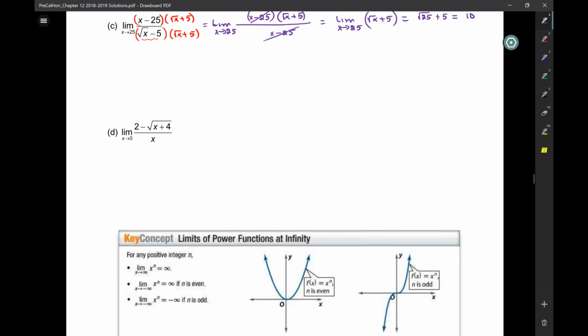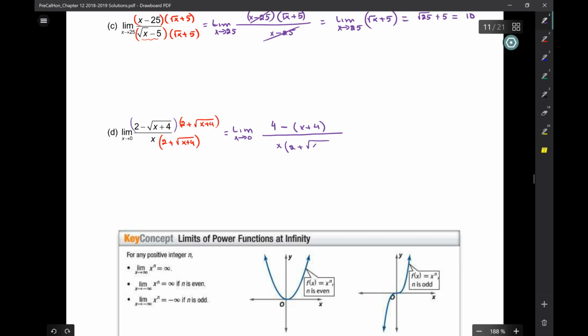Okay, one more. What am I going to multiply this one with? Right, so 2 plus root x plus 4 by the conjugate. So we're going to multiply out the part with the square. So again, square the first term, I get 4. Minus, now square the second term, and I just get x plus 4 over, don't multiply this. Okay? So, in the numerator, what am I going to get? So this is 4 minus x minus 4. What does that leave me with? Negative x over x times that mess.